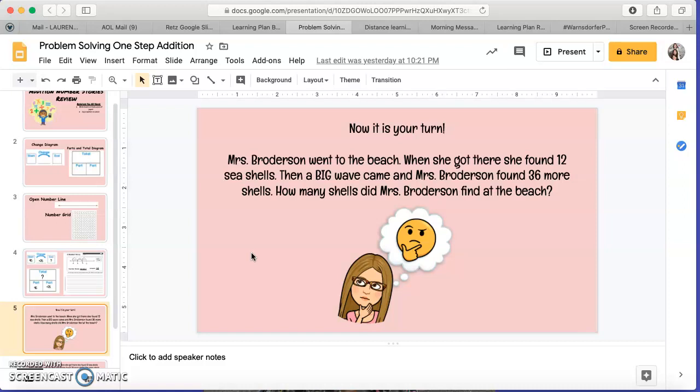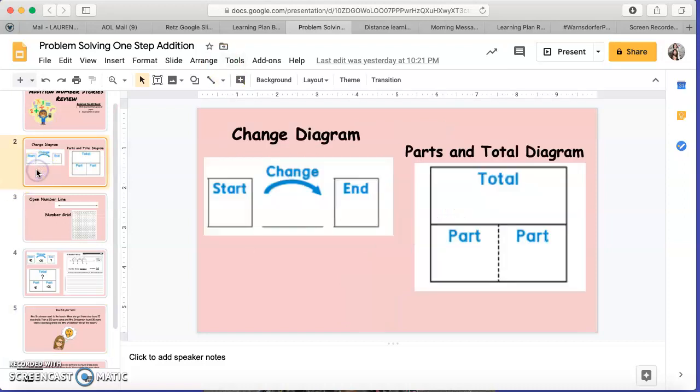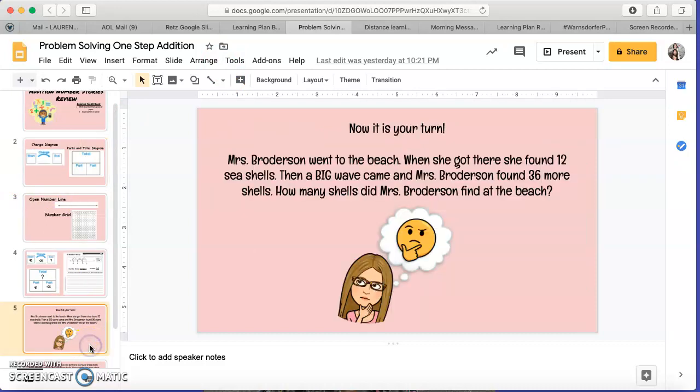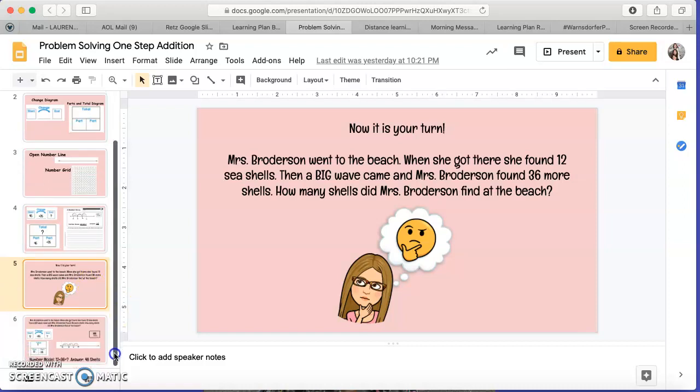So on your paper or your whiteboard, you're going to figure out the answer. Remember, you can use one of the diagrams to help you. And I want you to remember to write the unit box with your unit, which is shells, and pause the video and figure out the answer and then press play when you are done.